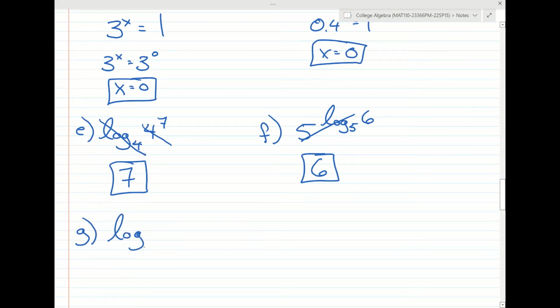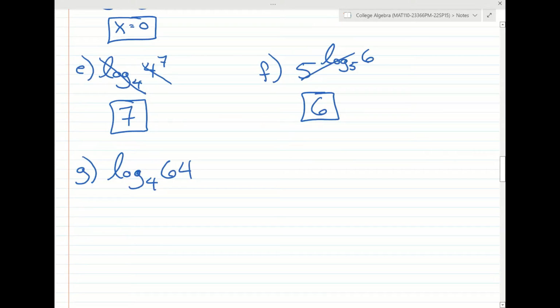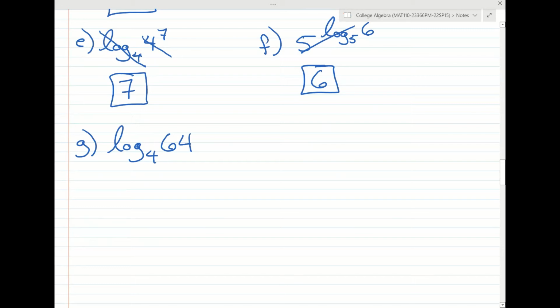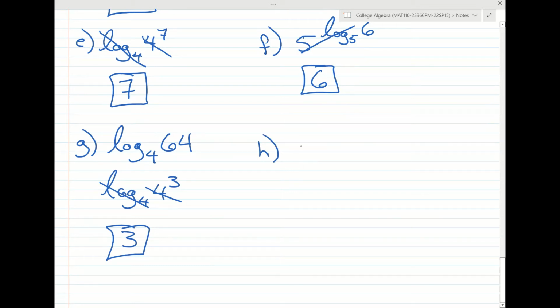What if we had log base 4 of 64? I know 64 is a power of 4. 64 is 4 to the what? 4 to the second is 16. 4 to the third is 64. So we can write this log base 4 of 4 to the third, which is just 3. So with log, sometimes you have to change the way it looks in order to use a property. Then one more of these. Log base 3 of 1/9.